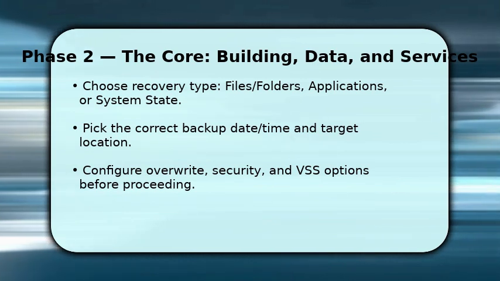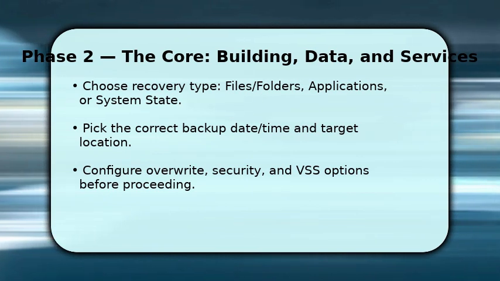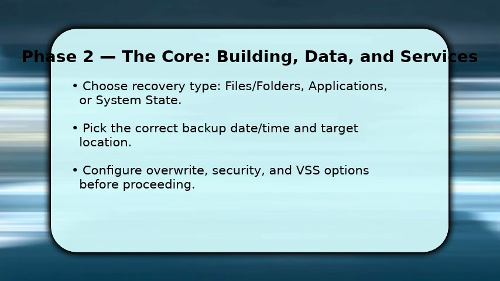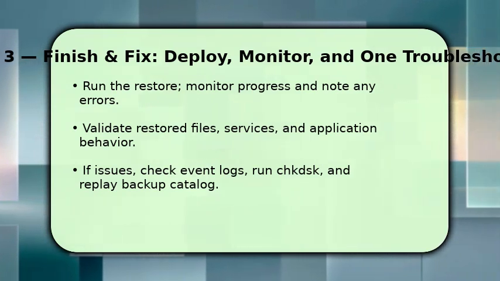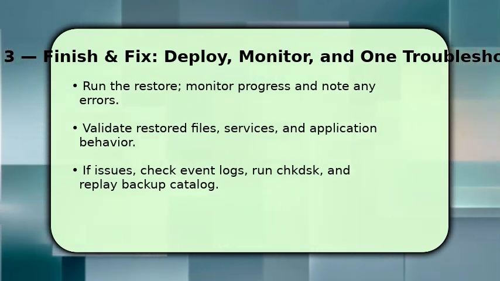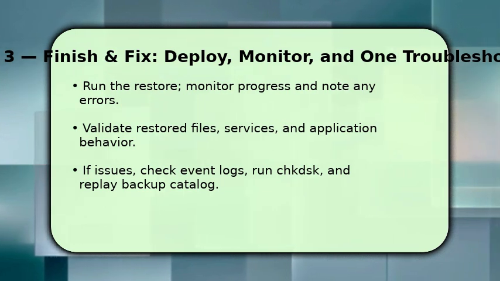Finally, configure overwrite behavior, preserve security descriptors, and enable volume shadow copy service options when applicable. These settings can execute the restore and watch the progress to catch problems early. During the operation, monitor the Windows Server Backup status and note any error codes. They often tell you exactly what to fix.